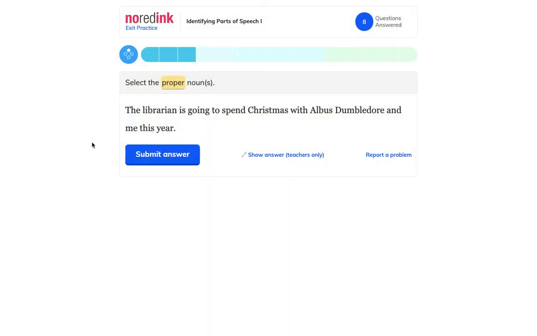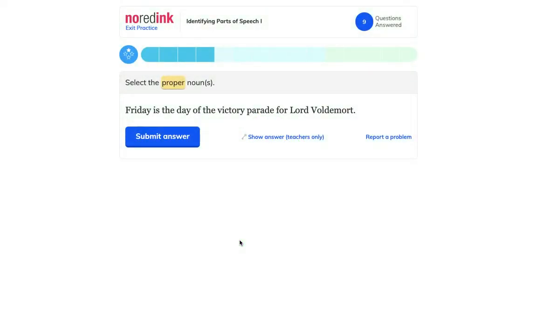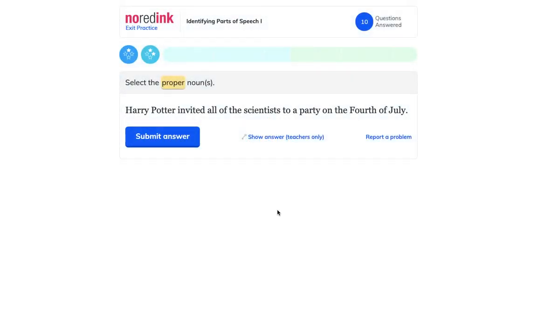The librarian is going to spend Christmas with Albus Dumbledore and me this year. Christmas is our proper noun. Albus Dumbledore is a proper noun. Friday is the day of the victory parade for Lord Voldemort. Friday and Lord Voldemort, both proper nouns. Harry Potter invited all of the scientists to a party on the 4th of July. Harry Potter is a proper noun. 4th of July is a proper noun. Name, holiday.